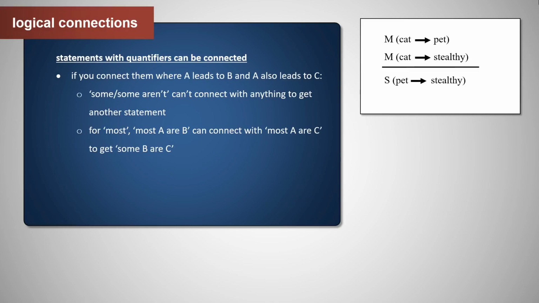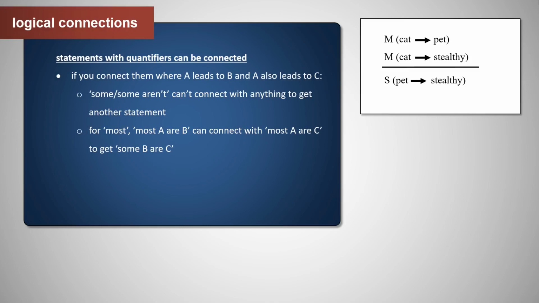So when you see two most statements that cluster together in the sense that their sufficient is the same in both of them, then you know that you can have a statement where there is a conditional statement that connects those two necessary conditions like we have here, where some who have one necessary condition also have the other necessary condition. So some pets are stealthy in this case.